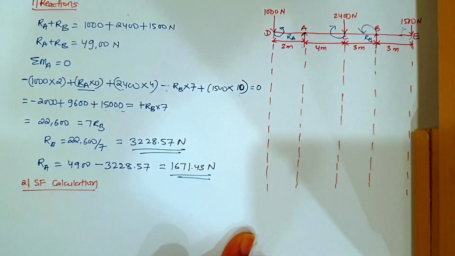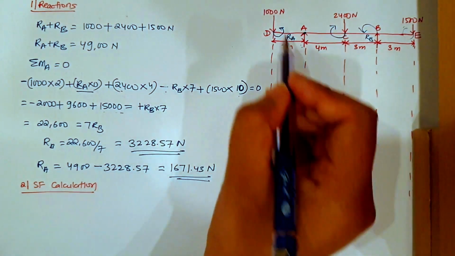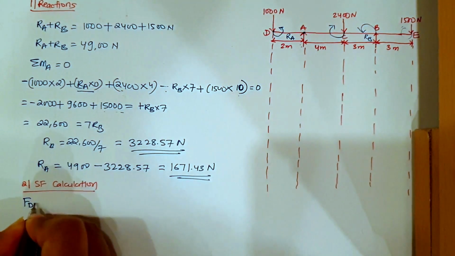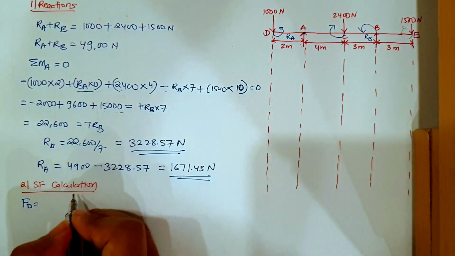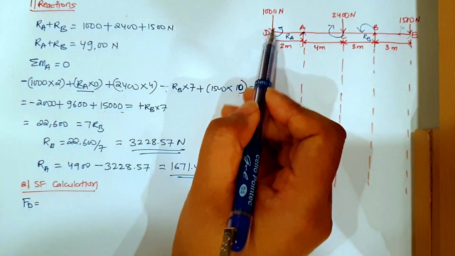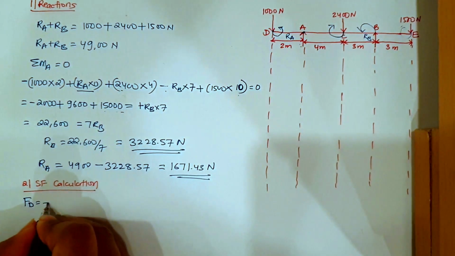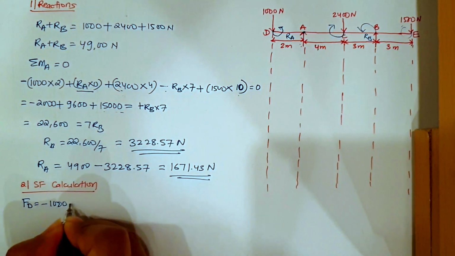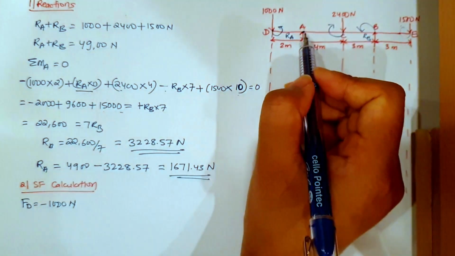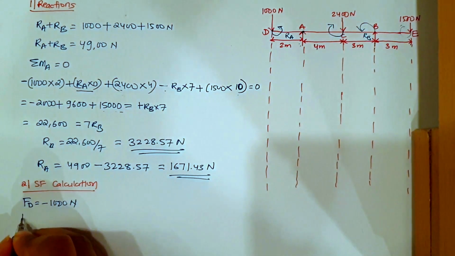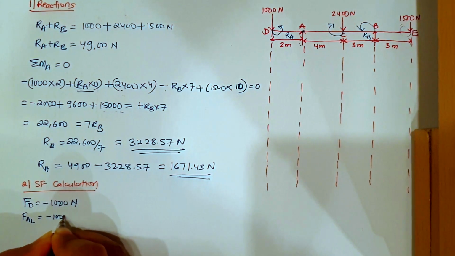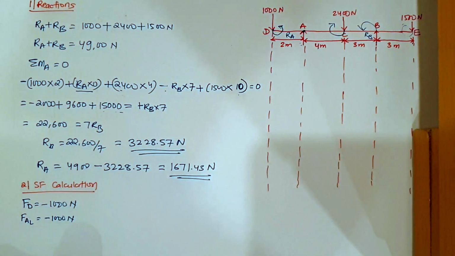So first of all, I have at this point shear force at D. Shear force at D will be equal to, it is coming from top to bottom, so minus 1000 Newton directly. Okay, so this will be going constant till A. Force at A and to the left hand side it will be constant. Here also I'll have minus 1000 Newton.